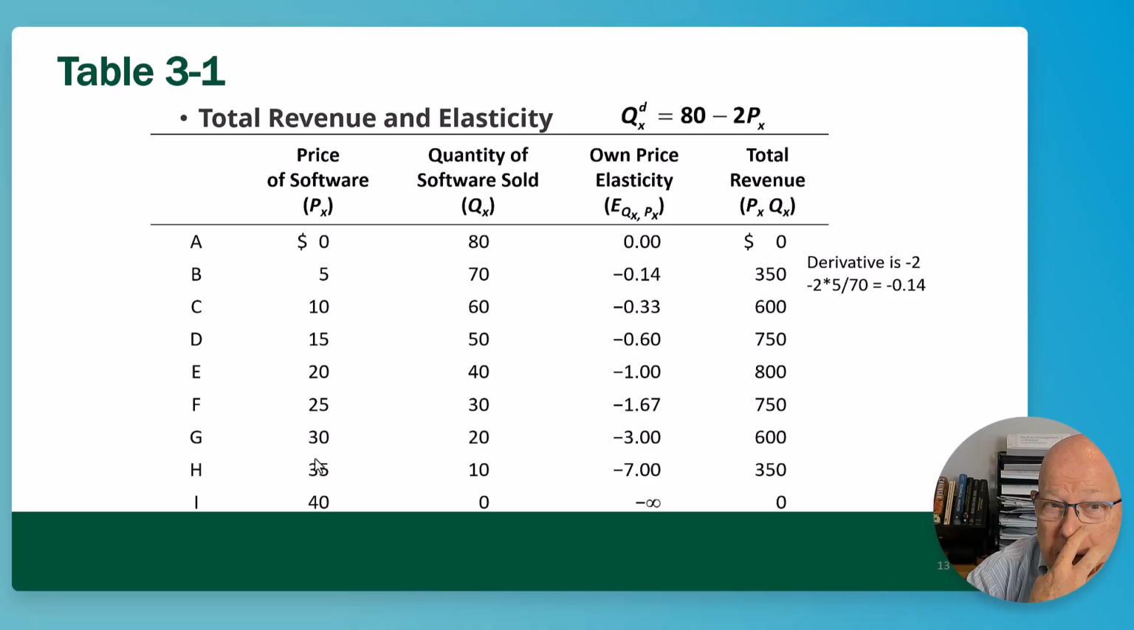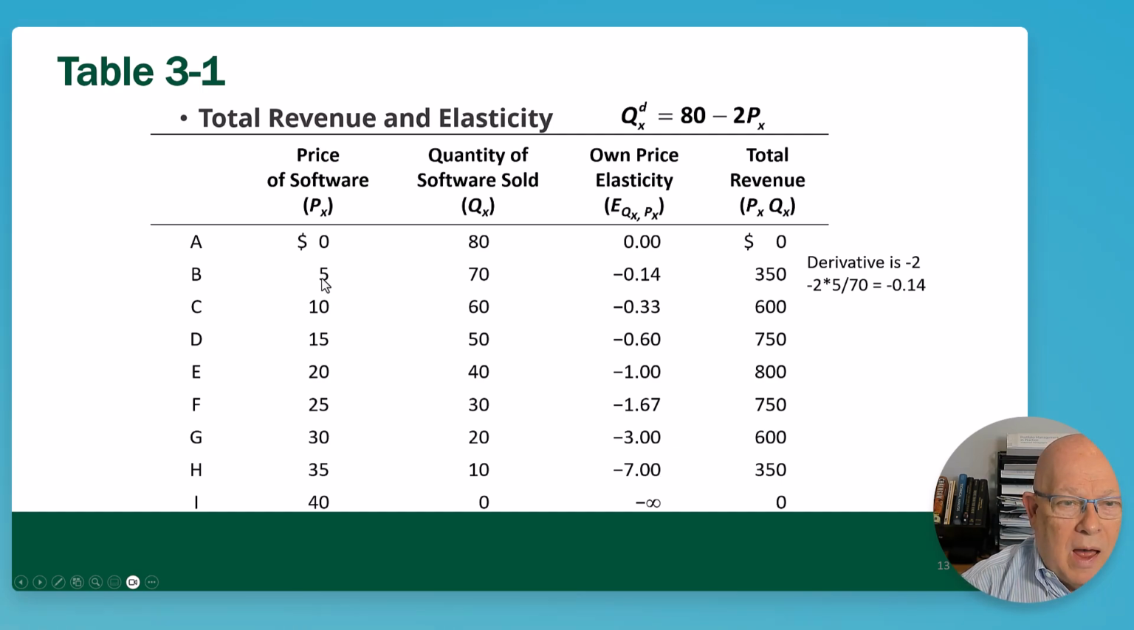So let's put some numbers to it. This is data from your book, table 3-1, where we measure total revenue for a company that's making software. And we have basically the demand equation here, where the quantity demanded is equal to 80 minus 2 times the price of X. So we've got the price here, we've got the quantity that would be sold at those prices, and then we've got already computed for you here the own price elasticity. All right. And then over here, we have the total revenue.